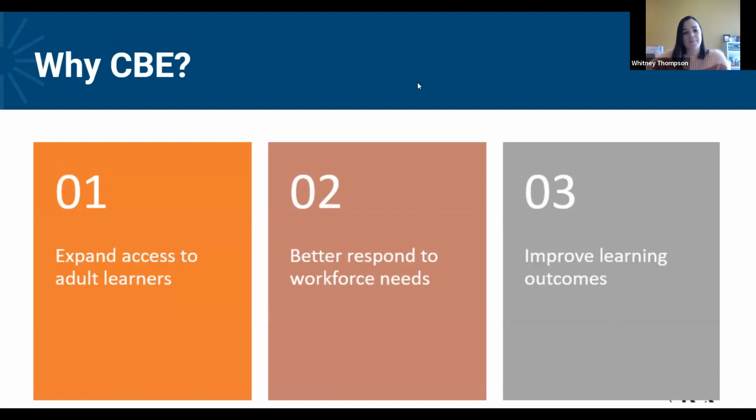So, we felt that it was time to move in this space, and we understood that if we were going to be able to respond better to workforce need and improve learning outcomes and really expand access to adult learners, right? Those with no credentials or some college but no actual credentials, how do we re-engage them? And the way in which we do higher education needs to change. And we feel that competency-based education is a conduit to that change.